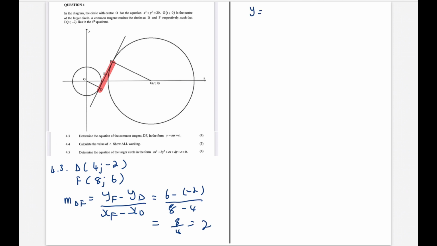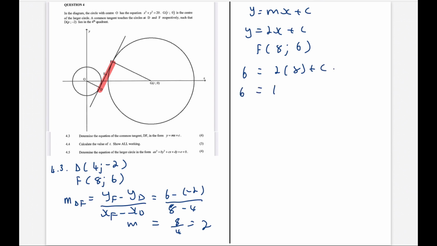So in terms of y is equal to mx plus c, since we found an m of 2, this is y is equal to 2x plus c. And I'll go ahead and substitute one of the points. I'll go with f, (8, 6). In place of y, put 6. In place of x, put 8, in order to find what the value of c is. So we have now c is just 6 minus 16, which means that c is -10. So the equation of the tangent df is y is equal to 2x minus 10.